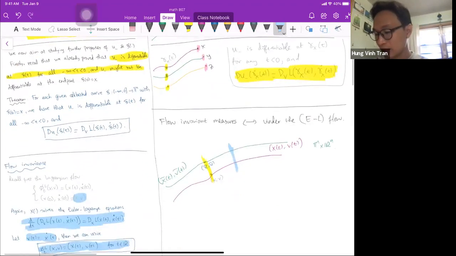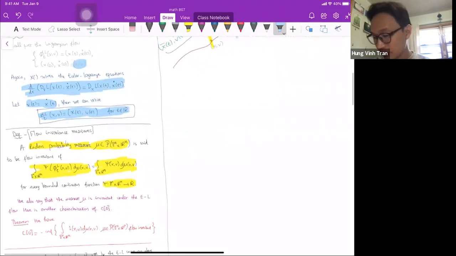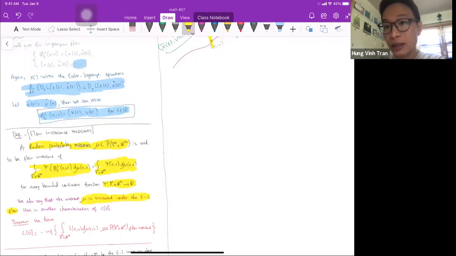Again, I'll give you an example later. By this notion, we mean that mu is invariant under the Euler-Lagrange flow. And what is really beautiful here is that we have a new characterization of the constant C naught. Earlier, we said that C naught is the smallest possible constant so that we have the existence of a function dominated by L plus C. And now there's a new formula for C naught. In a way, it's a calculus of variations formula. Any questions for me?